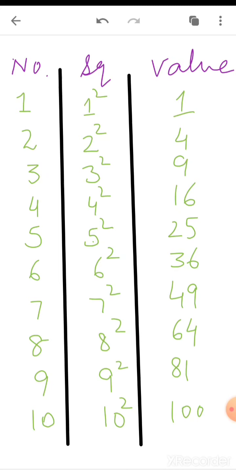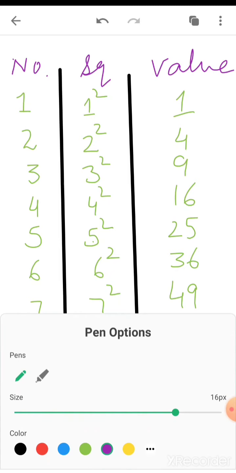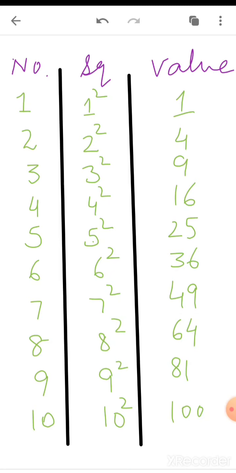The next property we are going to discuss is, just observe. Now look here. Square of 2, the units place is 4. Square of 8, the units place is 4. So if a number ends with 2 or 8, the square will always end with 4, because 2 2s are 4, 8 8s are 64. The last digit is 4. So if a number ends with 2 or 8, its square will end with 4.